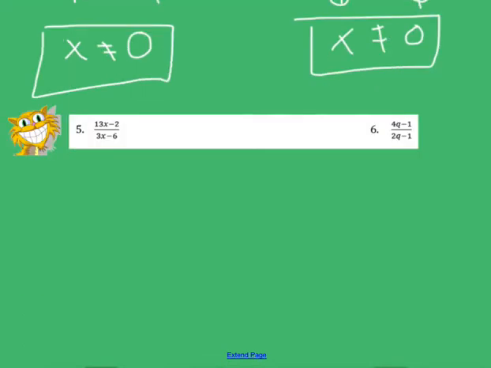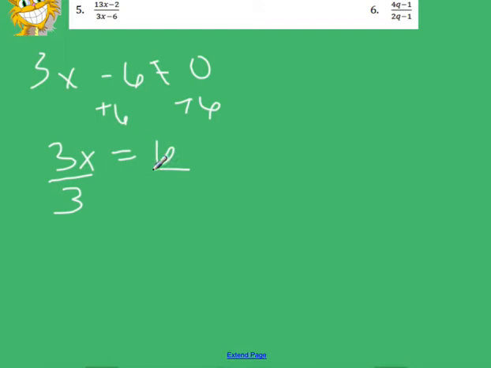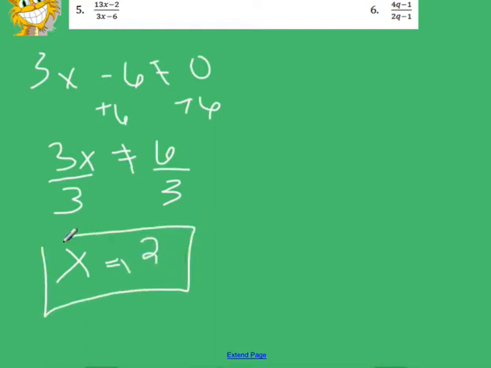Continuing to take a look at these, again, setting the denominator equal to 0. So 3x minus 6 cannot equal 0. To start off, I want to bring that minus 6 over to the other side, so I'm going to add 6 to both sides. I get 3x is equal to 6. Then I want to divide both sides by 3 because that 3 is being multiplied by the x. 6 divided by 3 is going to give me 2. So I get that x cannot equal 2. So we're saying x can be whatever it wants. It just cannot be 2. Okay?